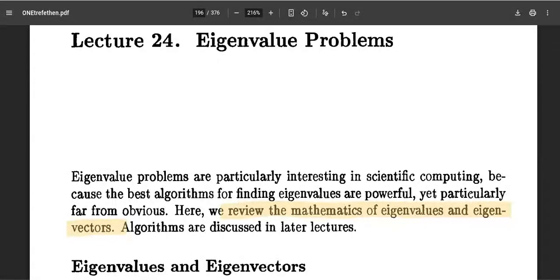Hi all, this is going to be a lecture series on numerical linear algebra. In this video, we are going to review the mathematics of eigenvalues and eigenvectors. The algorithms to compute eigenvalues and eigenvectors will be discussed in the later part of the lecture series.